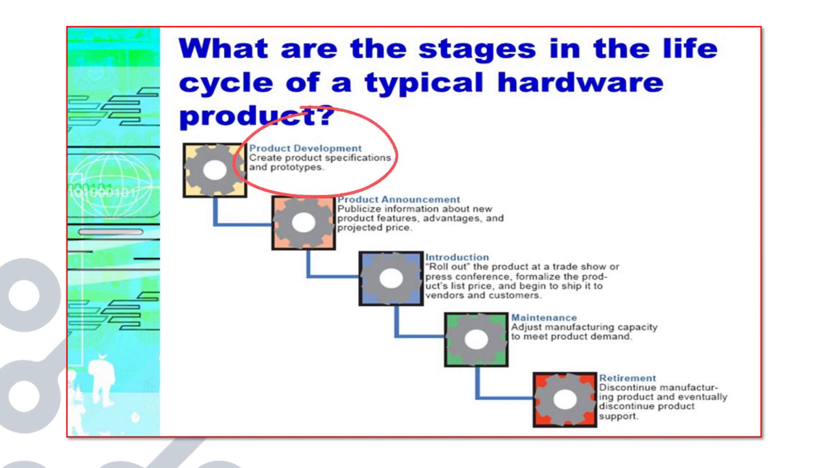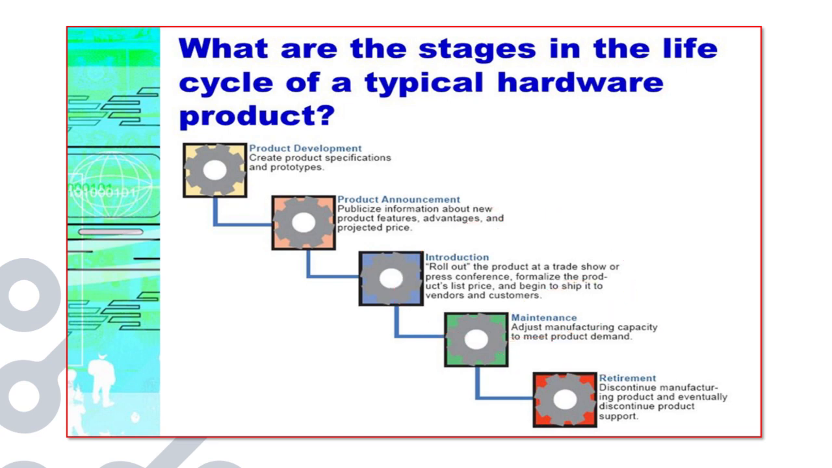First, product development. Create product specifications and prototype. Next, product announcement. Publicize information about new product features, advantages, and projected price. Next, introduction. Roll out the product at a trade show or press conference. Formalize the product's list price and begin to ship it to vendors and customers.